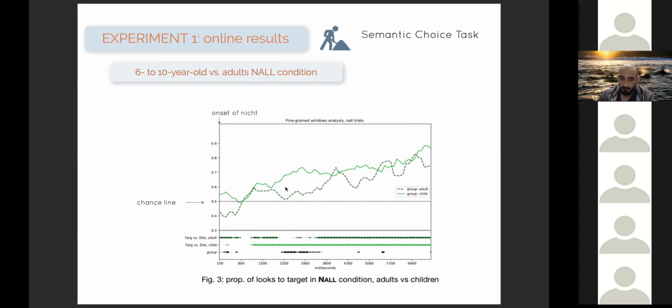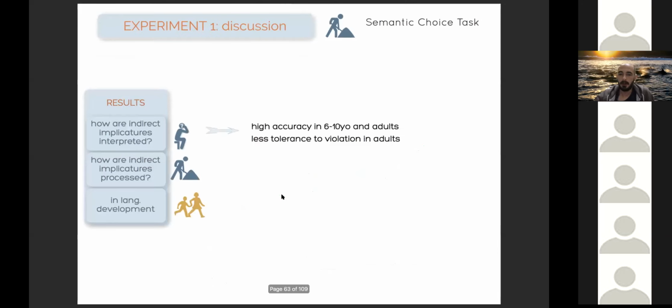You see this big difference between adults, the dotted dark green line, and children, the solid light green line. This shows that at 2 seconds from the onset of nicht, more or less right after the onset of "alle," children already went for the right context, whereas adults didn't. Okay? So again, earlier disambiguation in children. That's quite strange, right? So to sum up: high accuracy in both children and adults, and less tolerance to violation in adults. Yet, a processing advantage for the context supporting the indirect scalar implicature, the "not all but some" context, compared to the context violating the implicature.